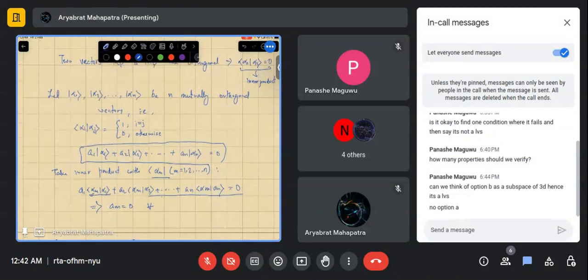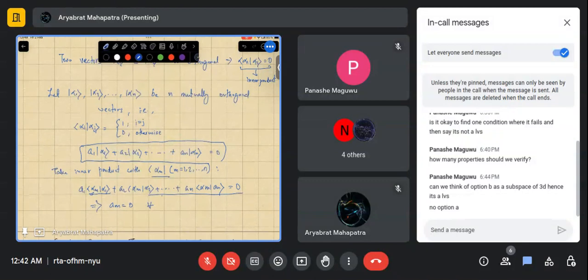So this proves linear independence. I hope this is clear.